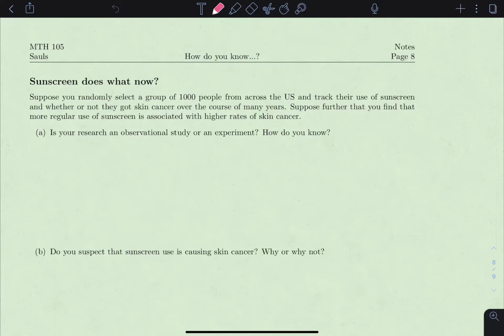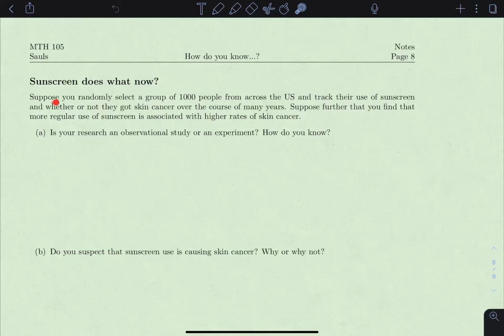Welcome. This is the 8th video in our series on statistics, and in this video we're just going to give a single example about why it's not a good idea to confuse correlation with causation. So, our example is going to follow sunscreen.